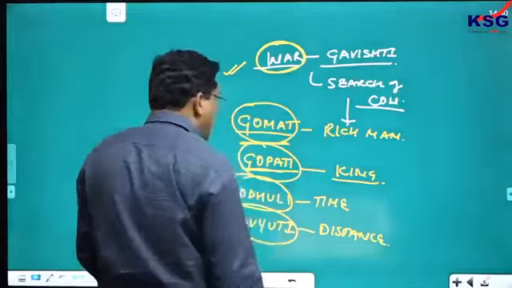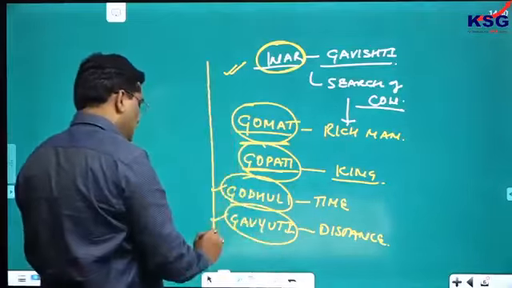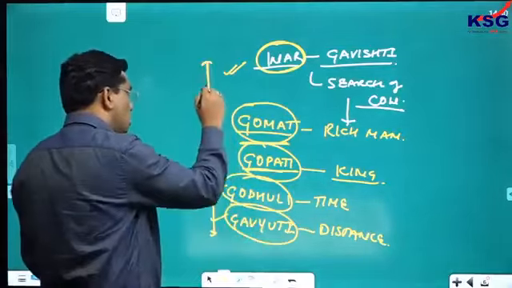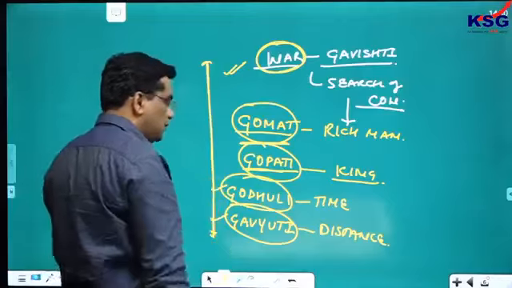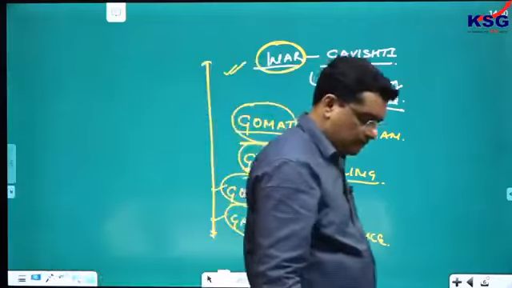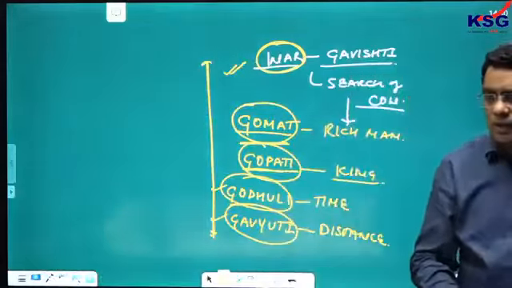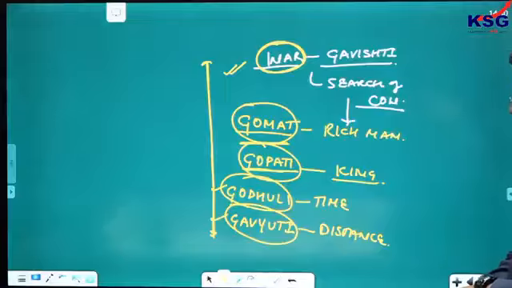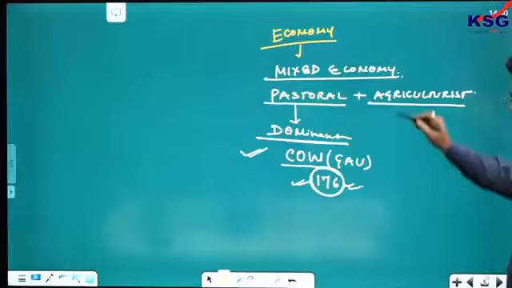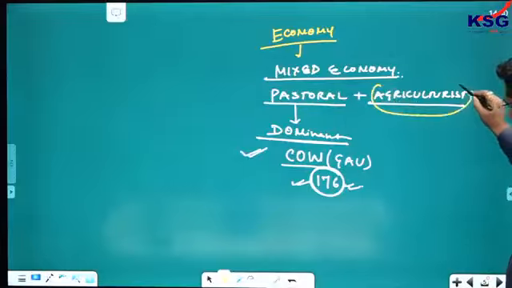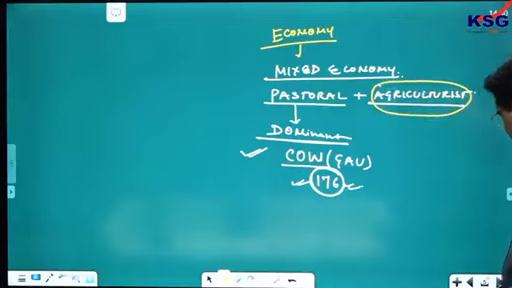So you can say how cow was so important in the life of Aryans. It was a very dominant form of economy. Agriculture, they practiced very little.